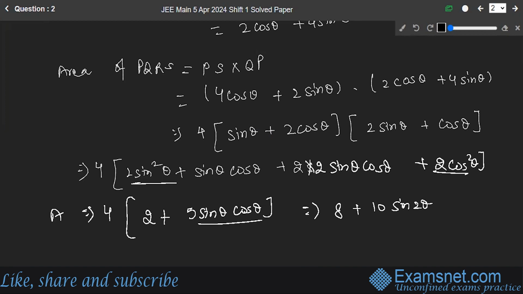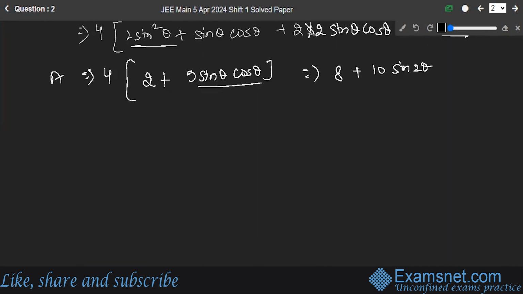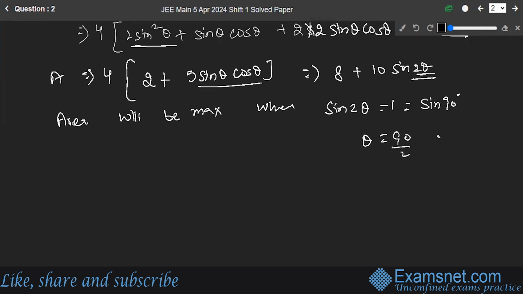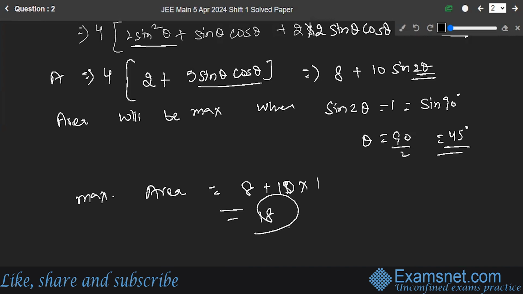Now, what in the question is, area should be maximum. The area will be maximum when sine 2 theta is maximum, and the maximum value sine can have is 1. So this is equal to sine 90. So theta will be equal to 90 upon 2, that is equal to 45 degrees. So maximum area will be there when the angle theta made is 45 degrees. And in that case, the maximum area will be given by 8 plus 10 into sine 2 theta. This is equal to 18. This is the maximum area.